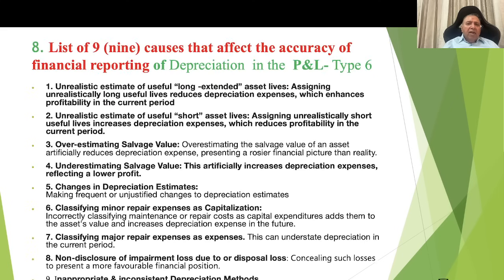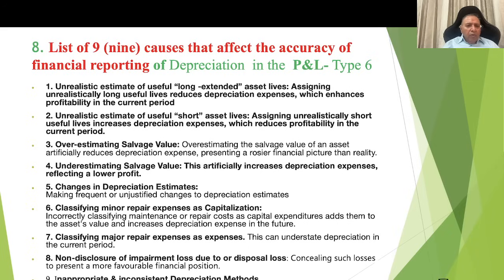9 causes have been identified which can affect the accuracy of the financial reporting of depreciation in the P&L account. One is the unrealistic estimate of the useful life, that is, extended asset lives. Number two is the unrealistic estimate of a short asset life, which is vice versa of the earlier one, which reduces profitability in the current period.